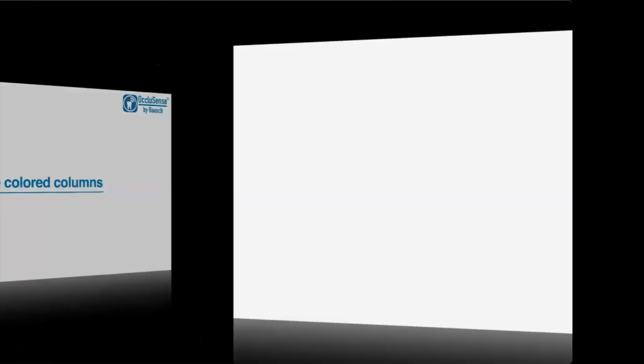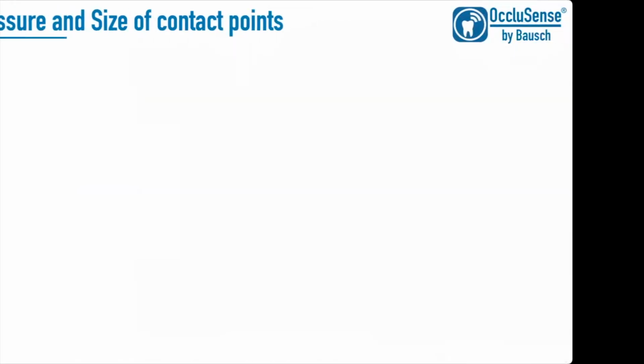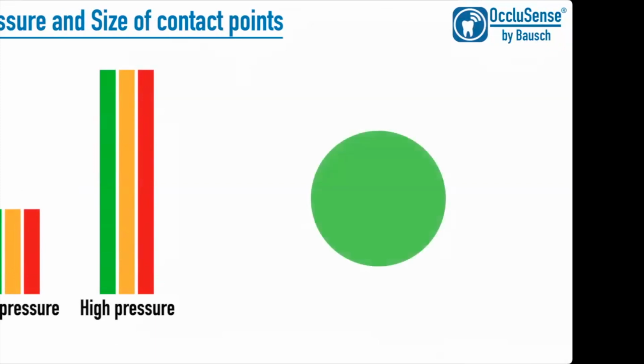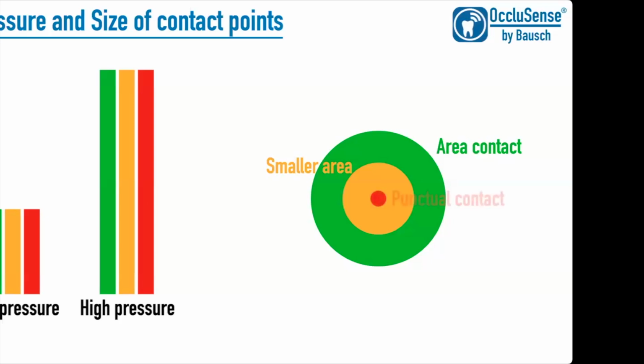As you saw in the OccluSense diagram, there's different colors and columns, and they tell you more about the pressure and the size of the contact points. So if you have low columns, you have low pressure, and if you have high columns, you have high pressure. Pretty straightforward. Regarding the colors, green colors represent a more area contact surface, whilst orange and yellow are something in between, and red are punctual contacts.